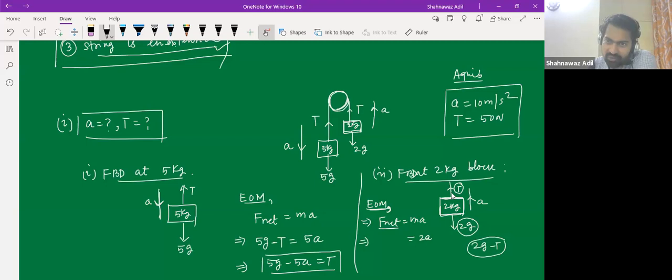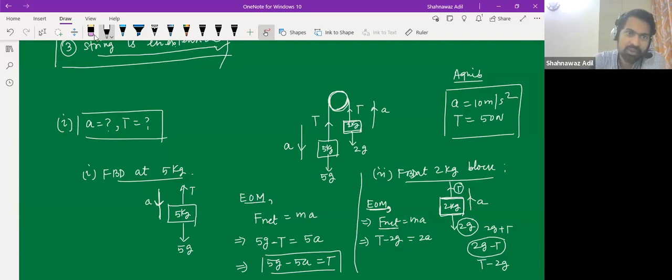Why do you have a negative sign in tension? It'll be 2G plus T, okay? So 2G plus T. So why is there a positive sign on 2G? T minus 2G. So T minus 2G. Oh, okay, sir.